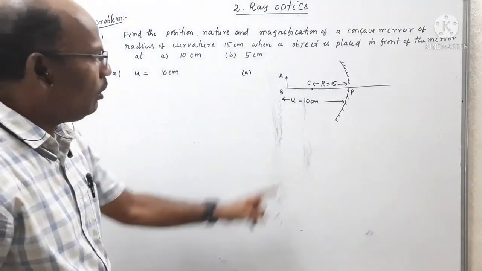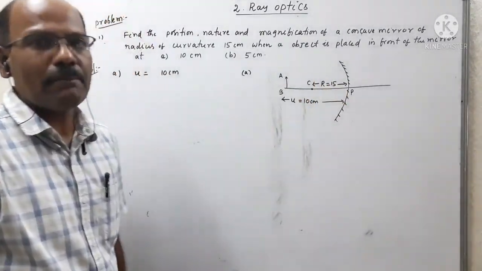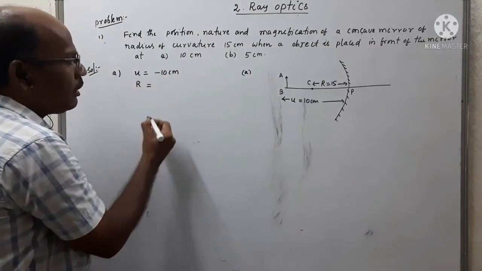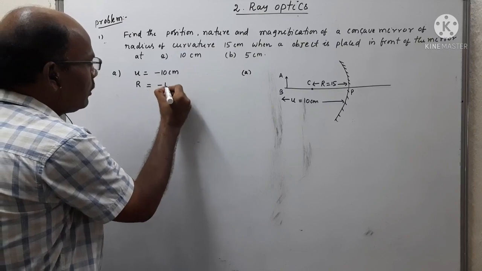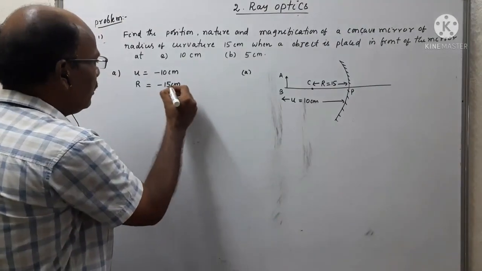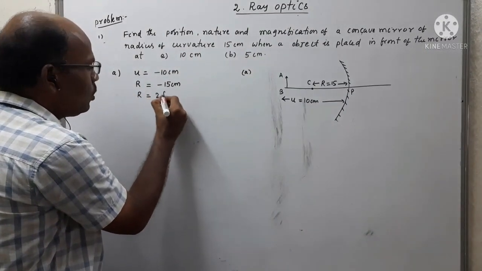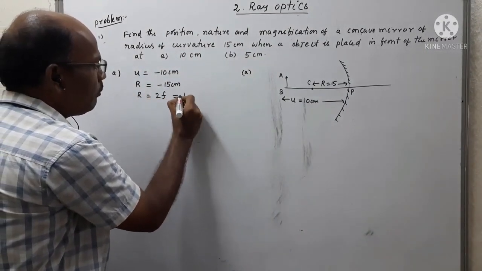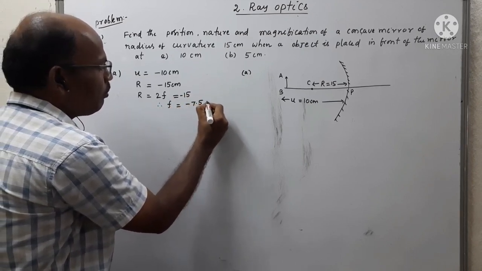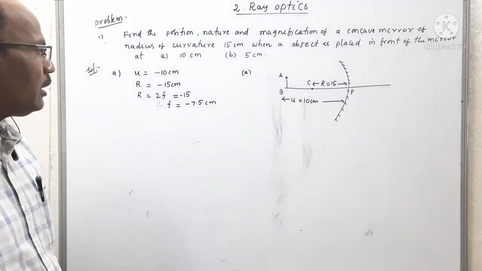So apply the same sign convention. So u lies in front of the concave mirror, so this becomes minus. And the radius of curvature is given, R is equal to minus 15 centimeters. Okay. So from this we can write the value of focal length. Why? Because R is equal to 2f. Therefore, focal length f is equal to minus 7.5 centimeters. 15 by 2, that is equal to 7.5 centimeters.